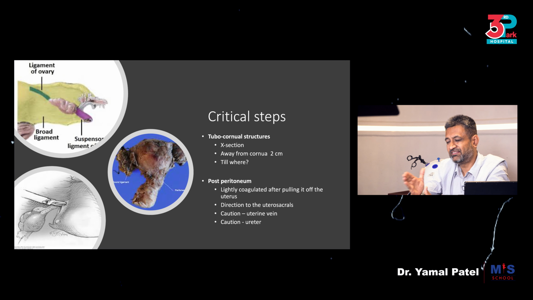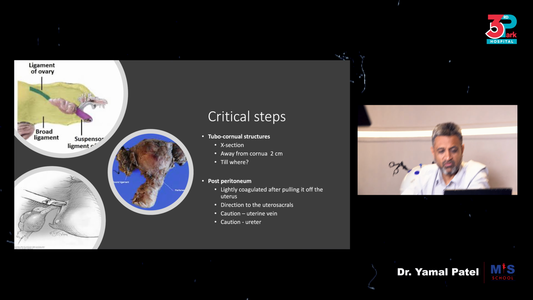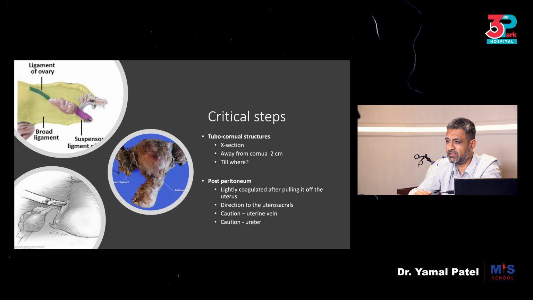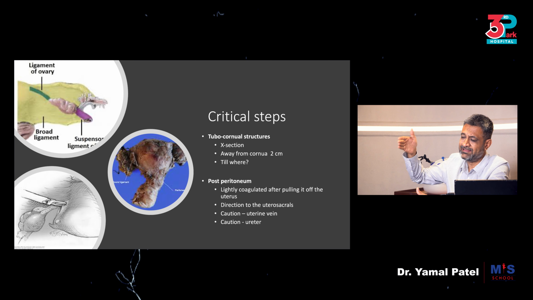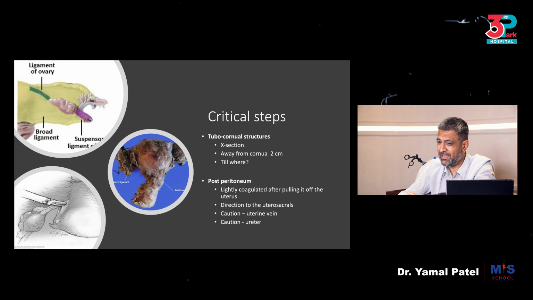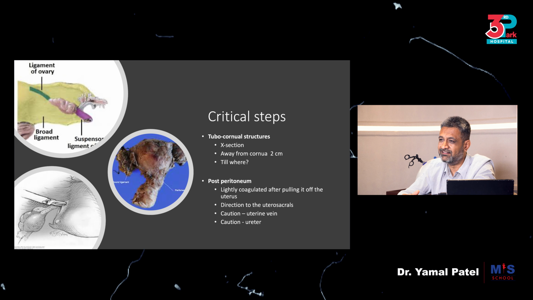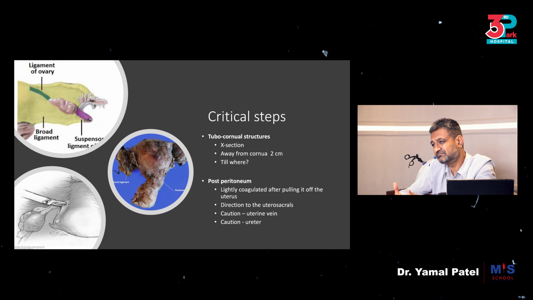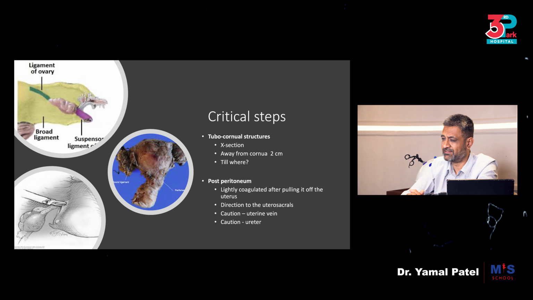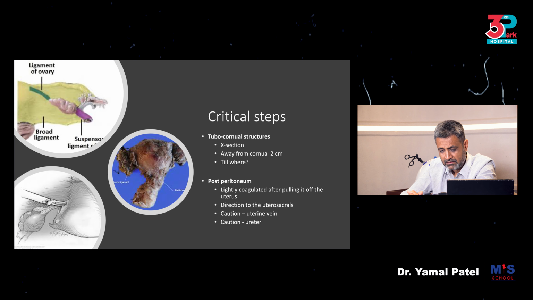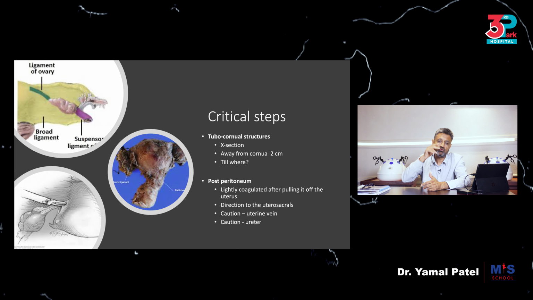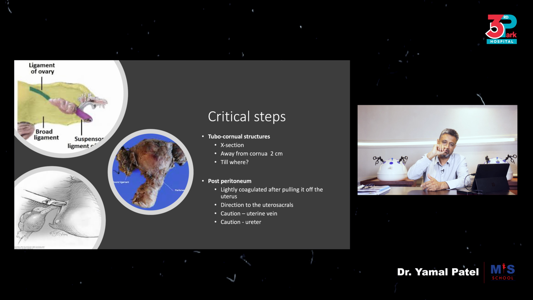Always try and take them slightly away from the cornual area, roughly around 1.5 to 2 centimeters away, so that you're not very close and digging into the uterine muscle where it starts bleeding from, and then you actually will have a disturbed view every time because of bleeding. Once you've done that, then you have cut these four structures.